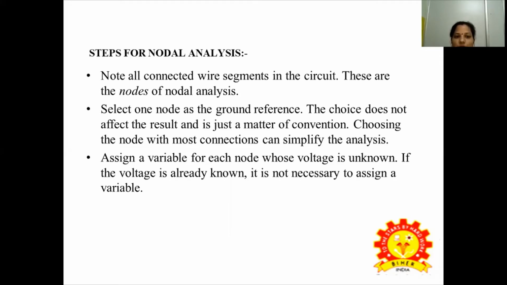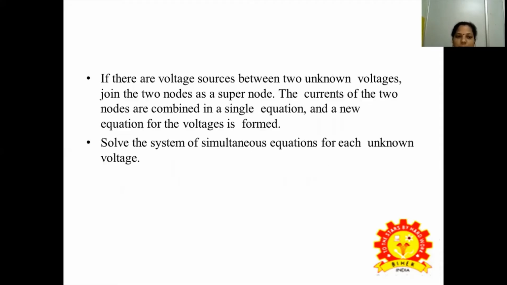Select one node as a ground reference. The choice does not affect the result and it's just a matter of convenience. Choosing the node with the most connections can simplify the analysis. Assign a variable for each node whose voltage is unknown. If the voltage is already known, it's not necessary to assign a variable.